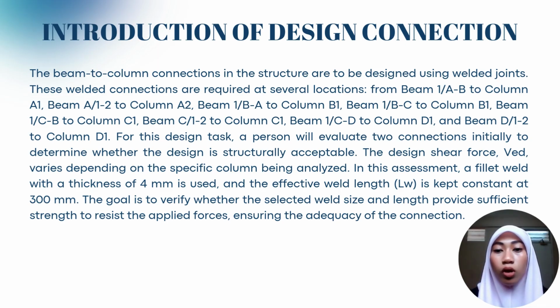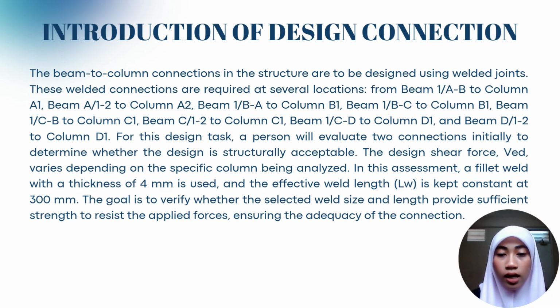So the beam to column connections in the structure are to be designed using welded joints. These welded connections are required at several locations: from beam 1 AB to column A1, beam A12 to column A2, beam 1 BA to column B1, beam 1 BC to column B1, beam 1 CB to column C1, beam C12 to column C1, beam 1 CD to column D1, and beam D12 to column D1.